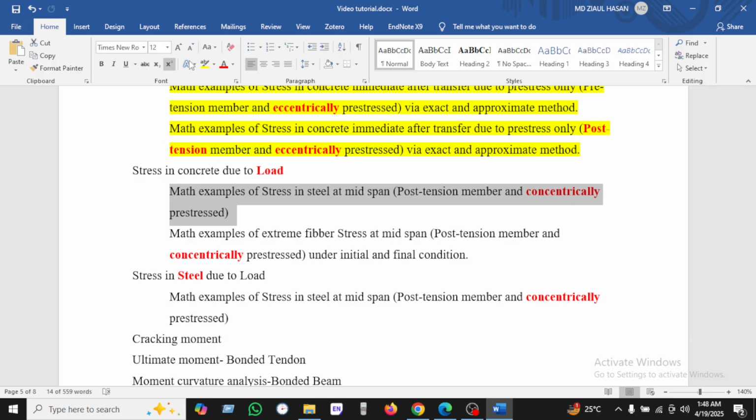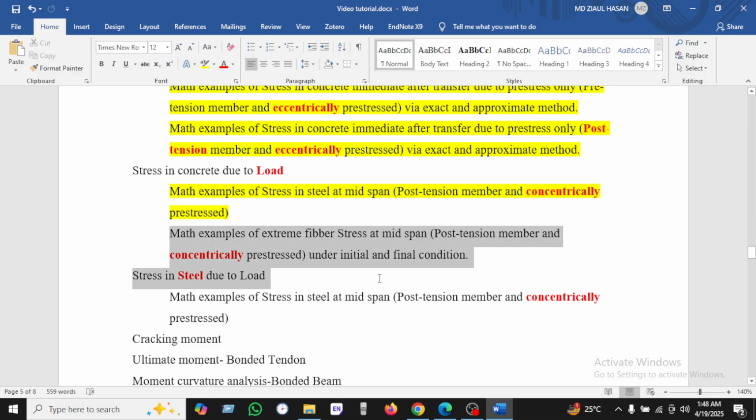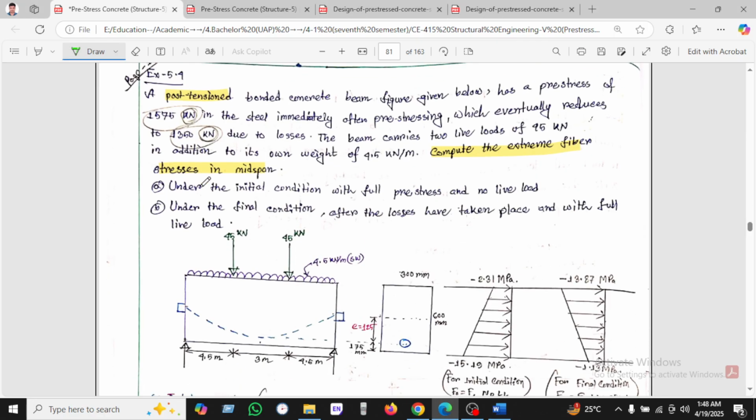So here is another math example of extreme fiber stress at mid-span of a post-tensioned member, concentrically prestressed, under the initial and final condition. Here the post-tensioned bonded concrete beam is given in the figure below, and the prestress is given in kilonewtons. The initial steel force immediately after prestress is eventually reduced to this kilonewton value due to losses, and the beam carries a live load of 45, in addition to its own weight, which is 4.5. Compute the extreme fiber stress at midpoint.